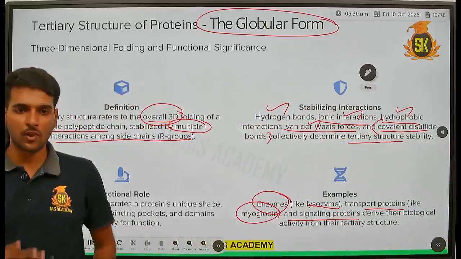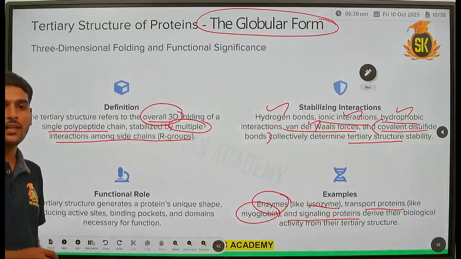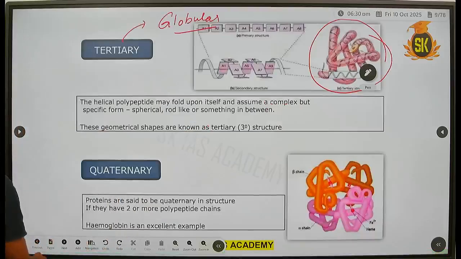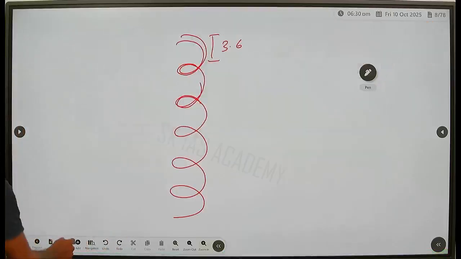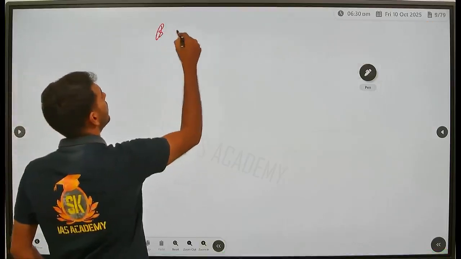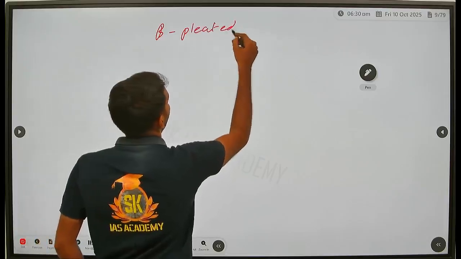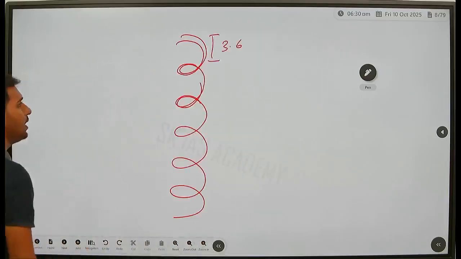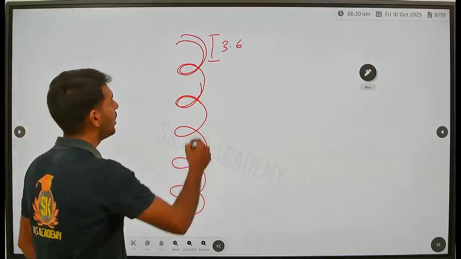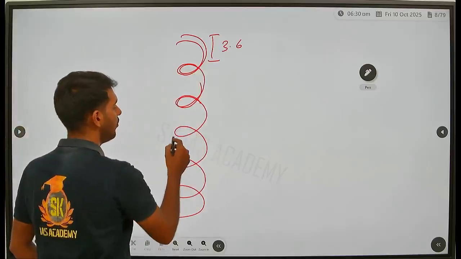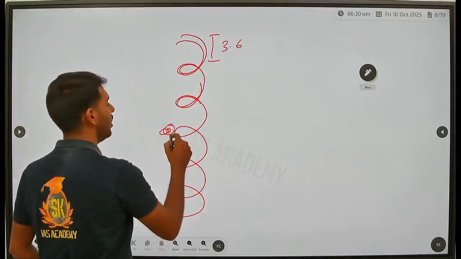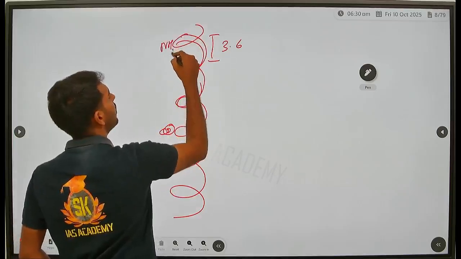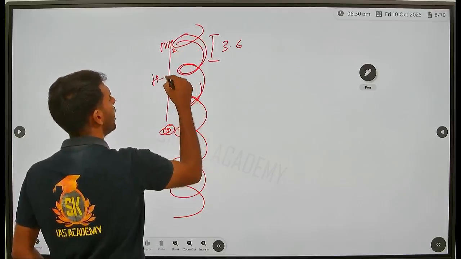Now we have missed one thing: in the secondary structure we did not discuss the beta pleated sheets. Before going to the next topic, let us understand what a beta pleated sheet is. Before that, let us understand the alpha helix again. We said that a carbonyl group's oxygen will bond with the amide group's hydrogen four amino acids ahead, right? So this will be the hydrogen bond.